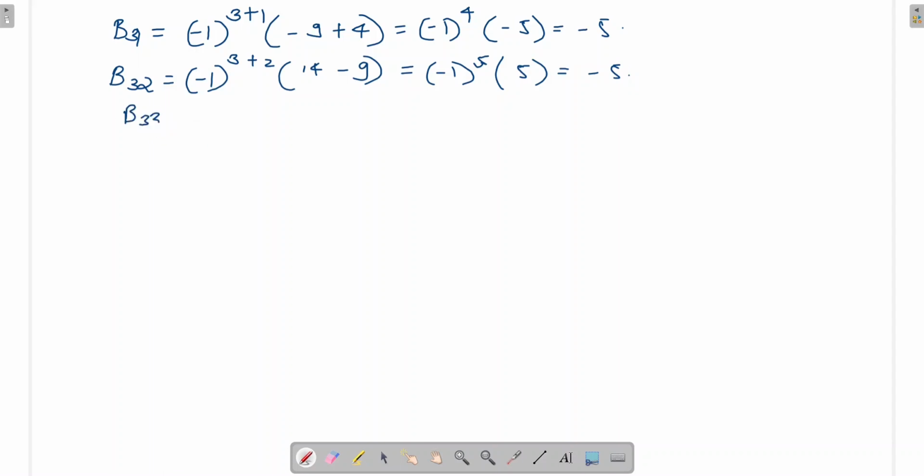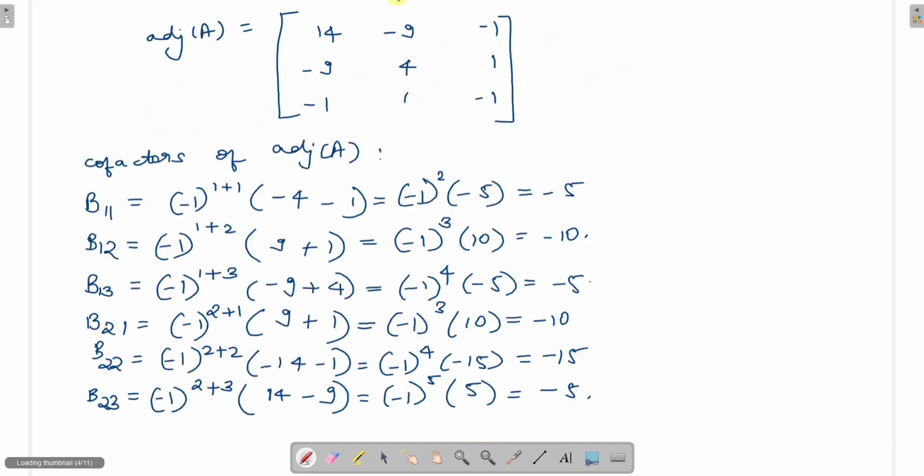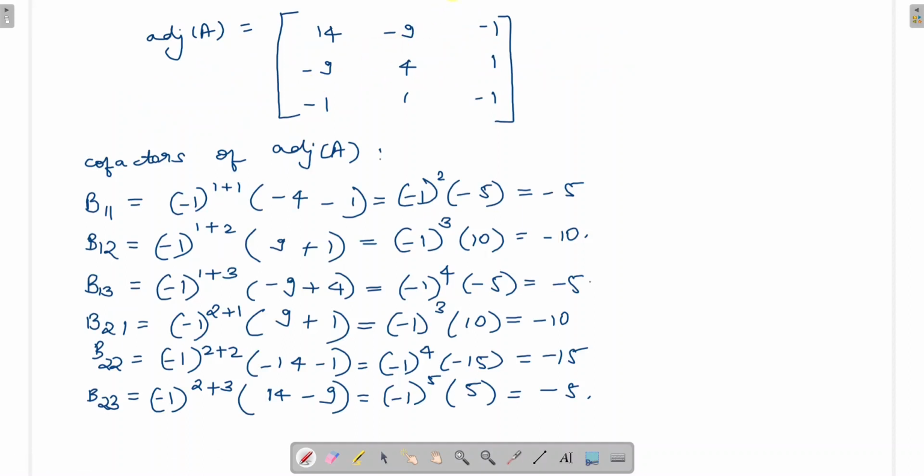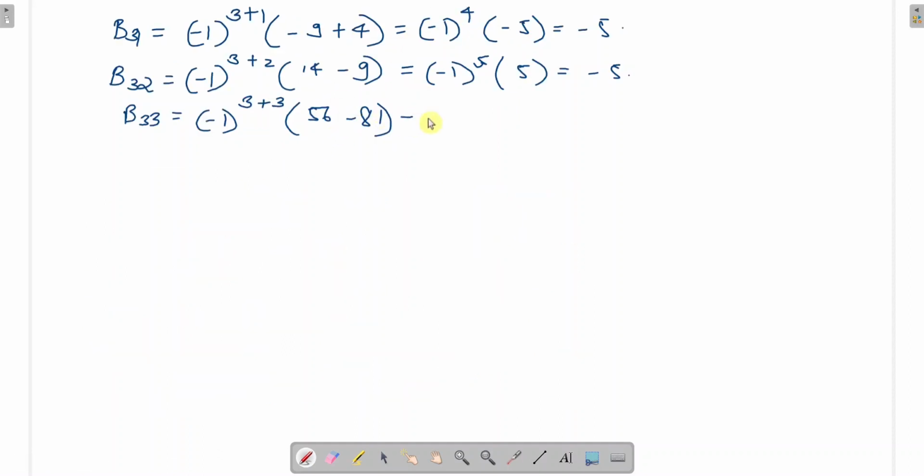Then B33, which is minus 1 raised to 3 plus 3 times 14 times 4 is 56, and minus 9 times minus 9 is minus 81, which is equal to minus 1 raised to 6 times (81 minus 56), 81 minus 56, which is 25.